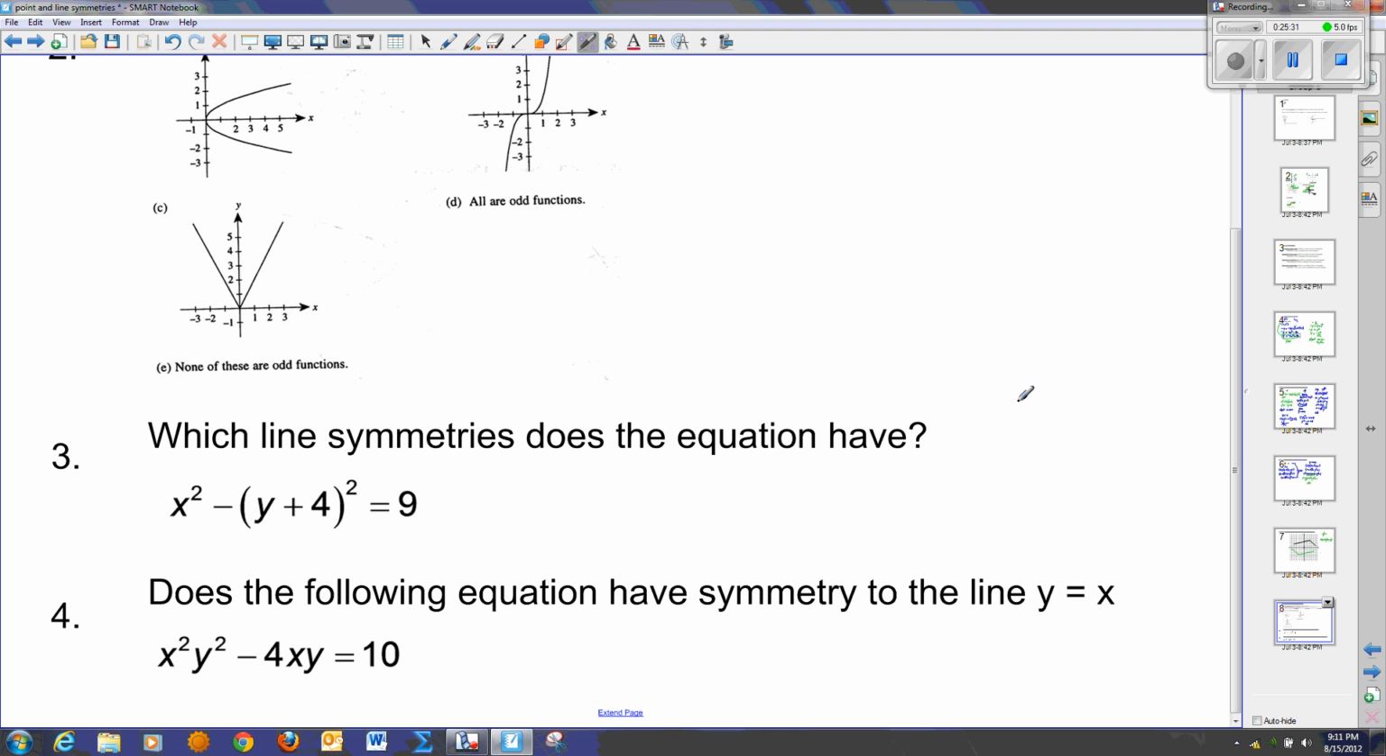Just answer the questions. Remember, we only have 1 point symmetry, which is origin at this point. And we have 4 line symmetries: x-axis, y-axis, y equals x, and y equals negative x.